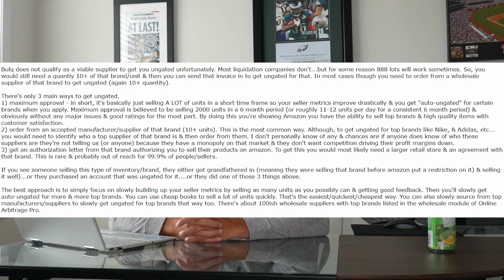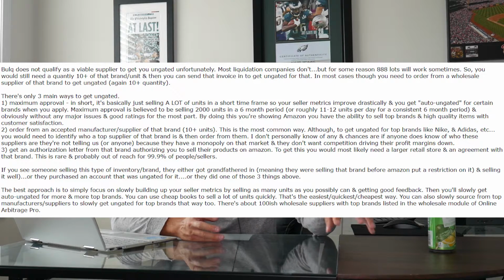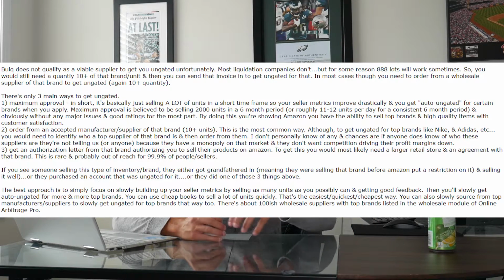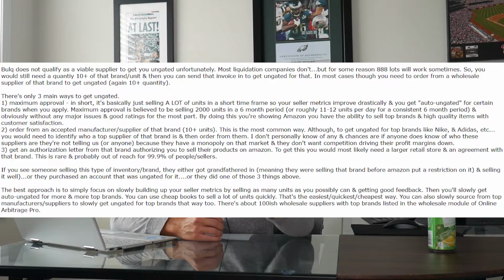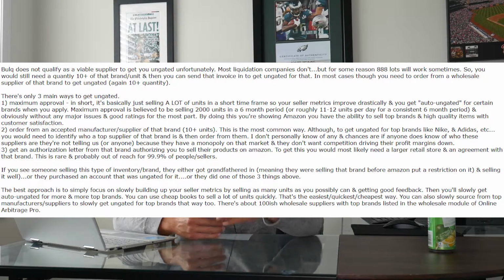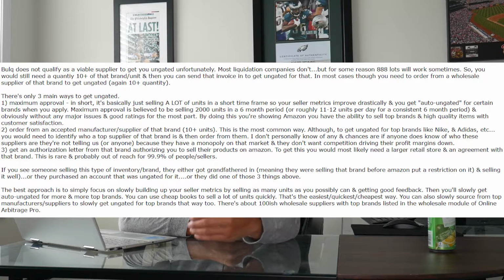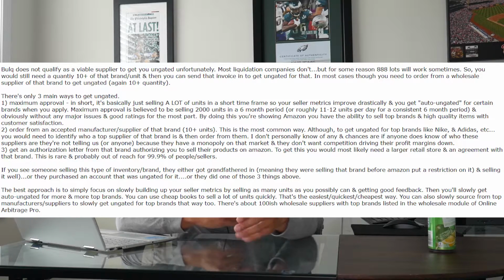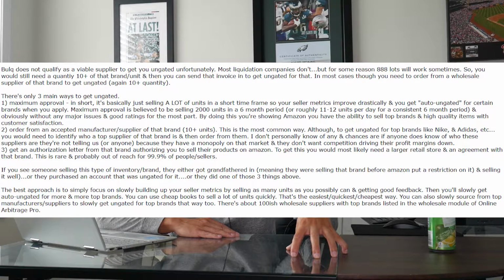You would still need a quantity of 10 plus units of that brand and unit, whether you're sourcing from 888 Lots or from wholesale to get ungated. You still need 10 plus quantity of that unit or brand, and then you need to send that invoice in to get ungated for that, okay? In most cases, I reiterate that you do need to order from a wholesale supplier of that brand to get ungated. Again, 10 plus quantity of that product or brand.